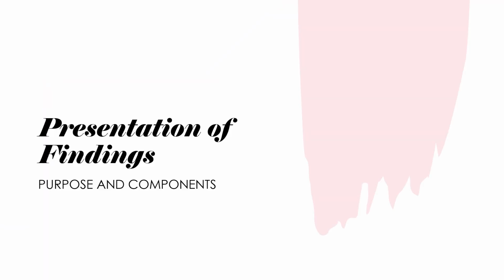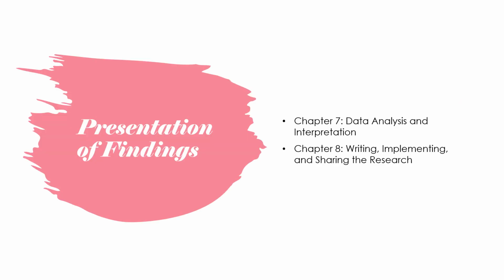First, let's talk about the presentation of findings, what the purpose of this section is, and what components are required for your paper. It's always good to go back to the text, so I just wanted to point out that the presentation of findings will cover two of the chapters that you read in your text. The data analysis and interpretation were covered in Chapter 7, and writing, implementing, and sharing the research was covered in Chapter 8.